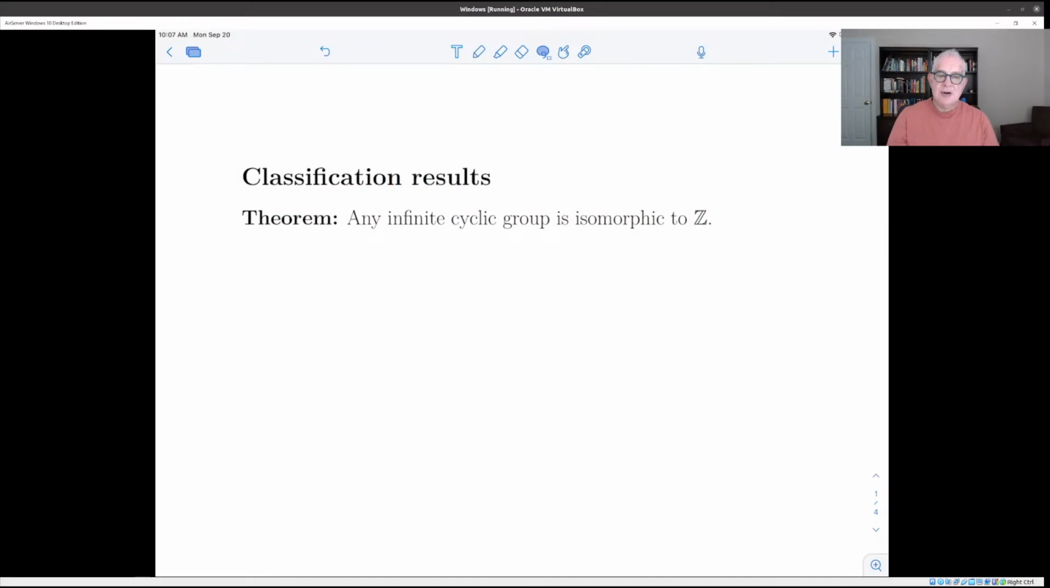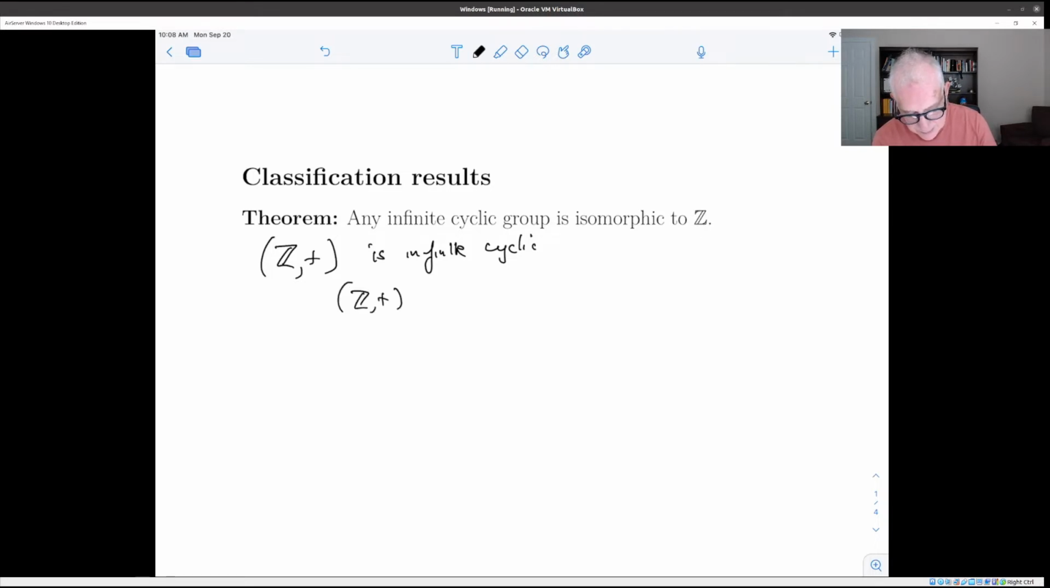So let's start with our first classification result. Any infinite cyclic group is isomorphic to the integers. So here, remember, as always, by the integers, I mean the integers with addition. And it is an infinite cyclic group because it's generated by 1. Right? You take positive and negative multiples of 1, you get all of the integers.